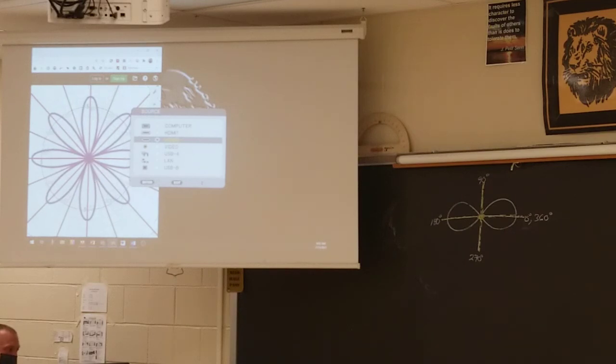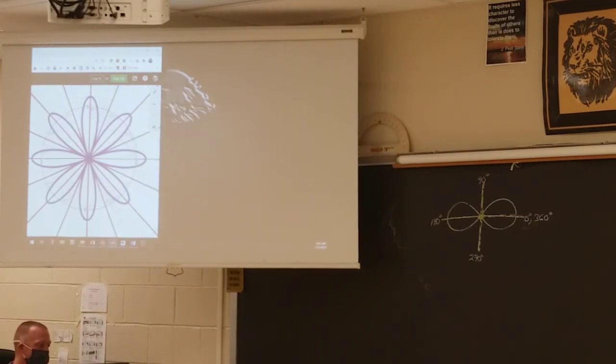There's one more symmetry. Is it another line? It is not another line. It's actually a point. It's actually a point. It's the point right in the middle.